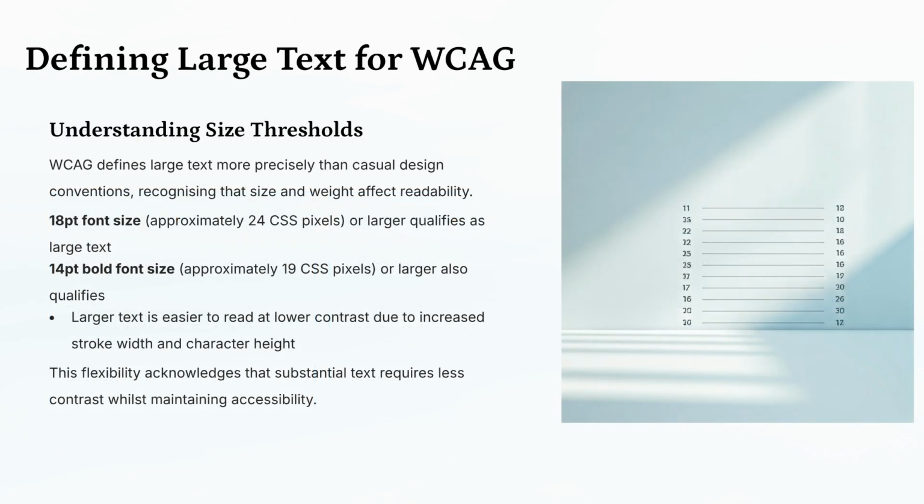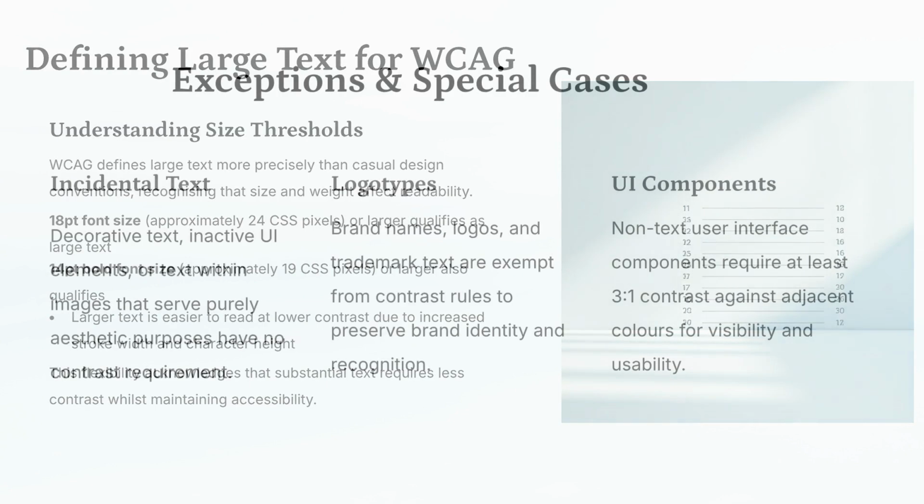WCAG defines large text as 18-point or approximately 24 CSS pixels, or 14-point bold, which is about 18.66 CSS pixels. Larger text is easier to read at lower contrast due to increased stroke width and character height. This flexibility ensures accessibility while acknowledging that larger text needs less contrast.